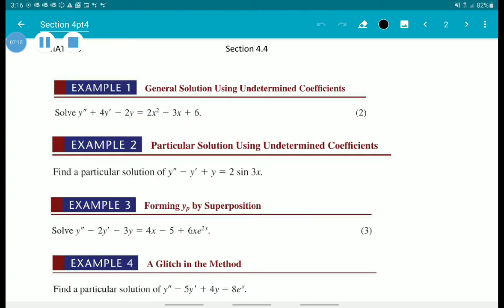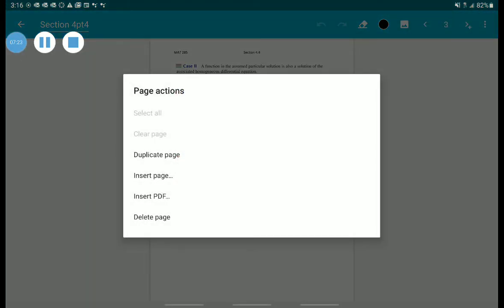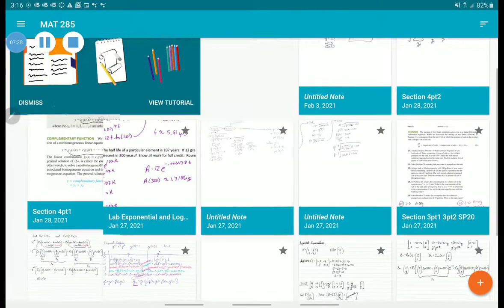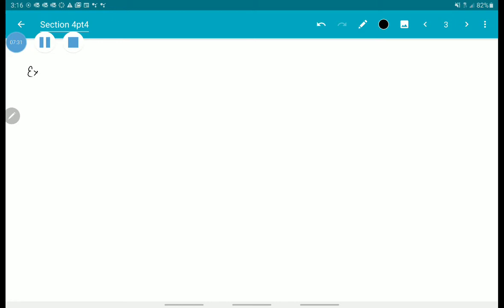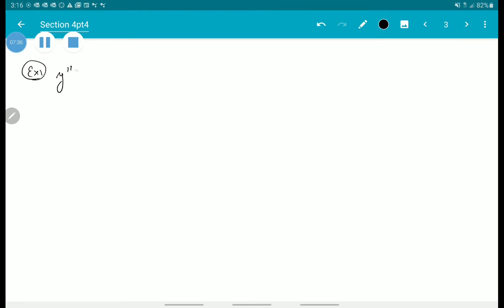So let's start looking at a few examples, and we're going to start with example 1. So we have y double prime plus 4y prime minus 2y is equal to 2x squared minus 3x plus 6. So your first step to solve something like this is to figure out what the associated homogeneous differential equation is going to look like and solve that.